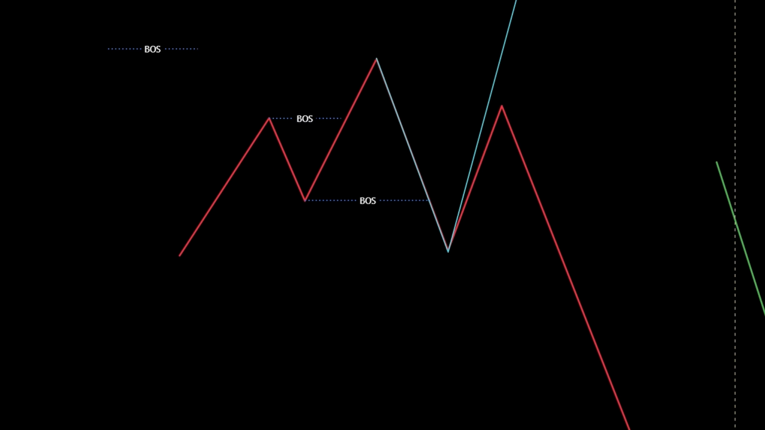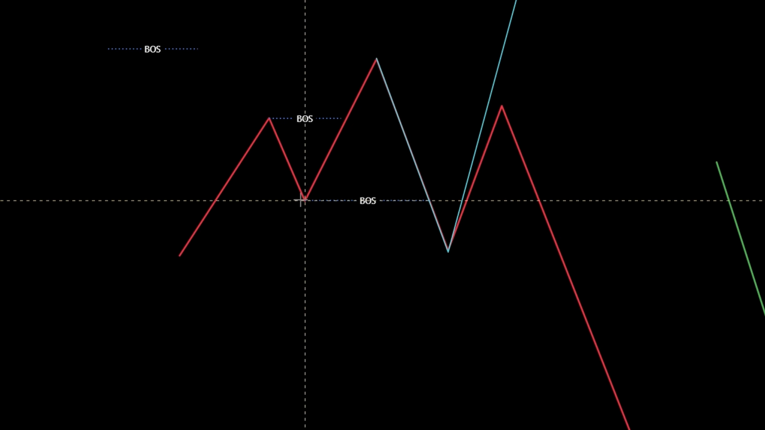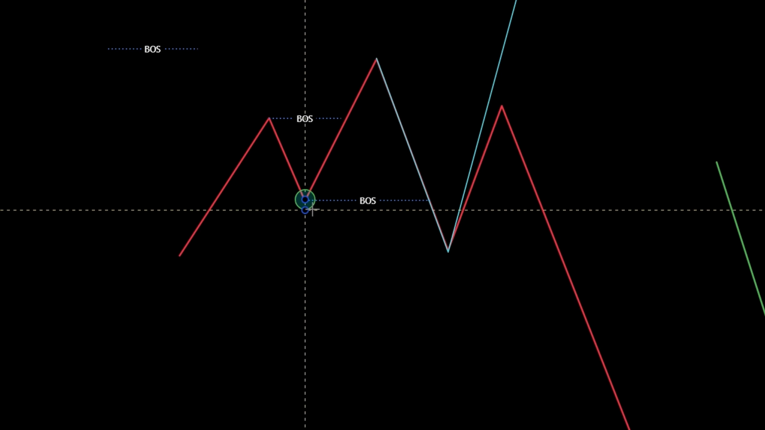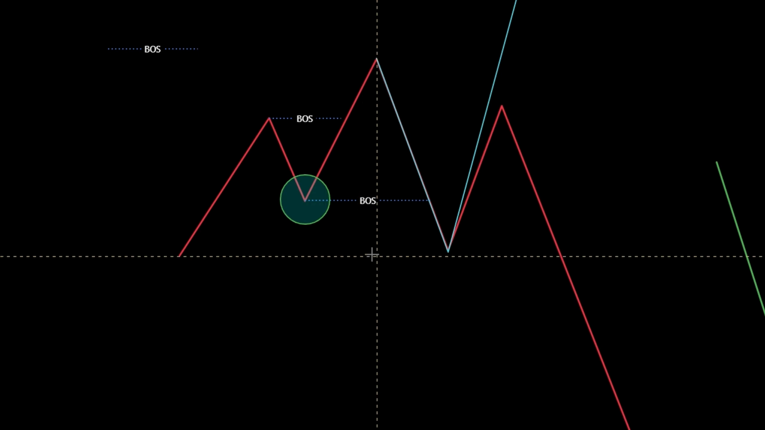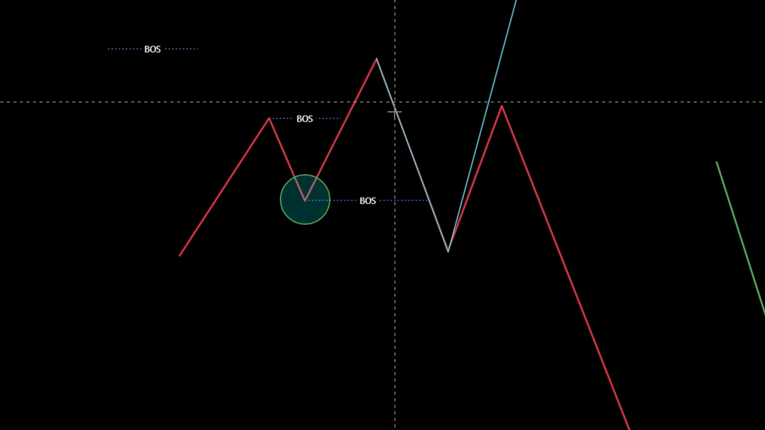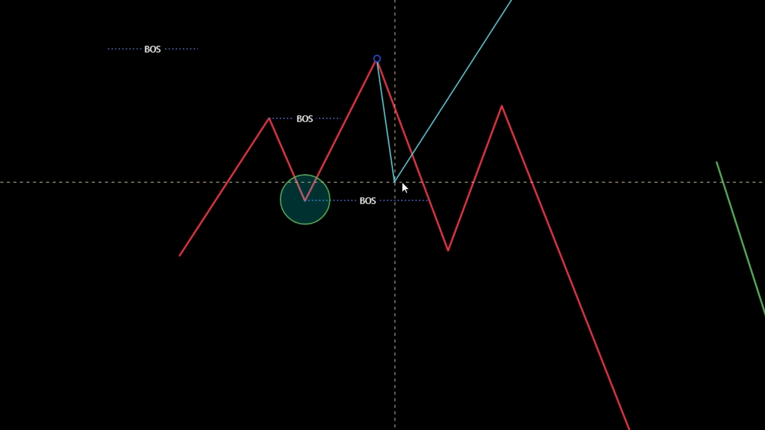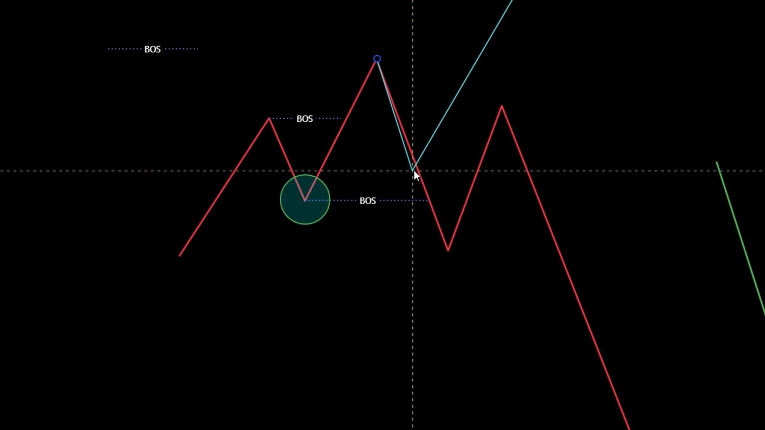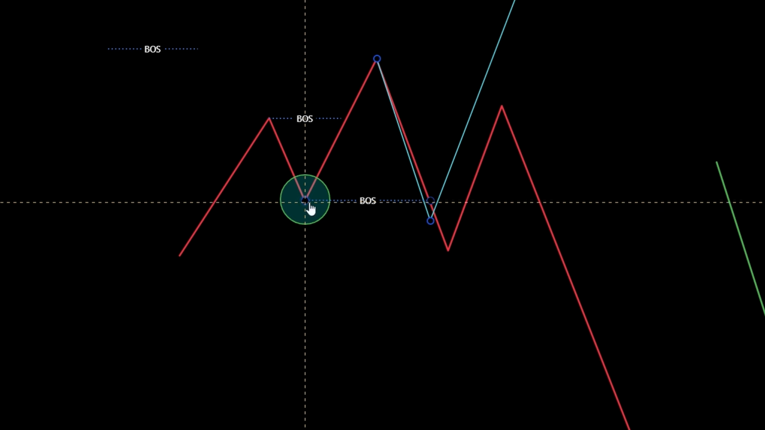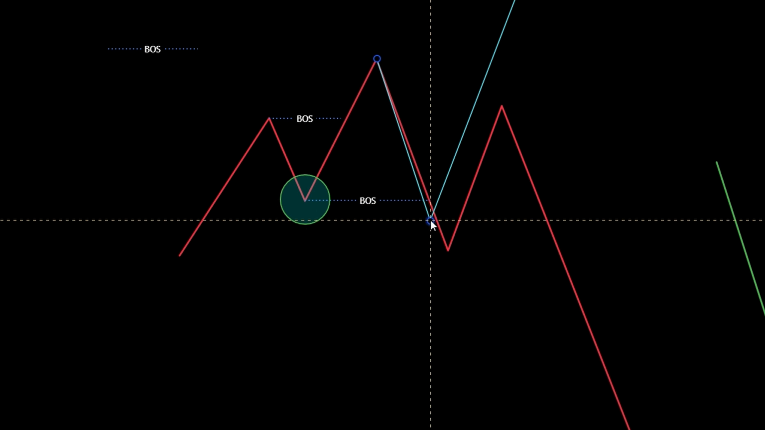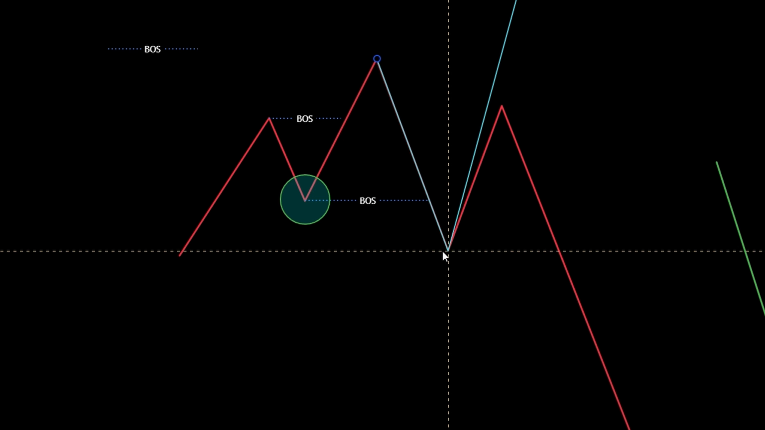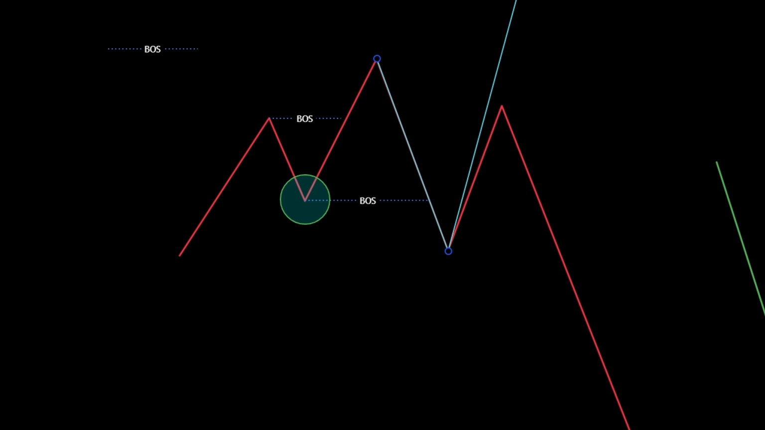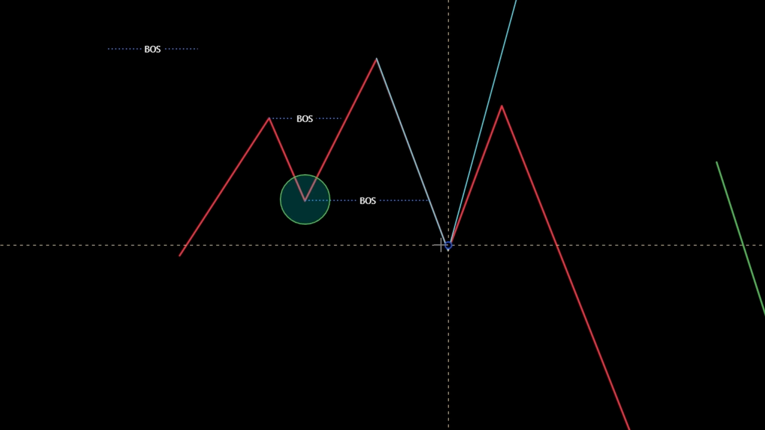So the first point of failure is the failure of this low to hold price up, as we expected the pullback to only come down into this area somewhere and then continue. Instead, we got a break of structure breaking through this strong low. So that's our first sign that something is wrong. The second sign is right here.